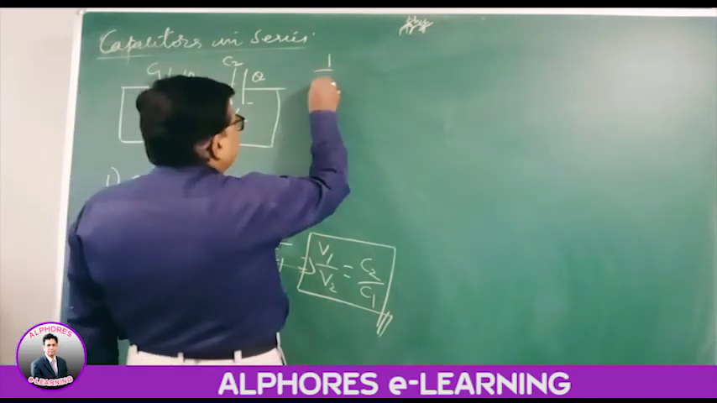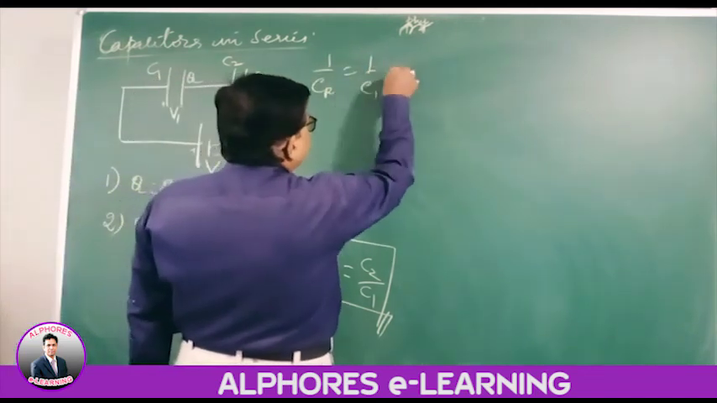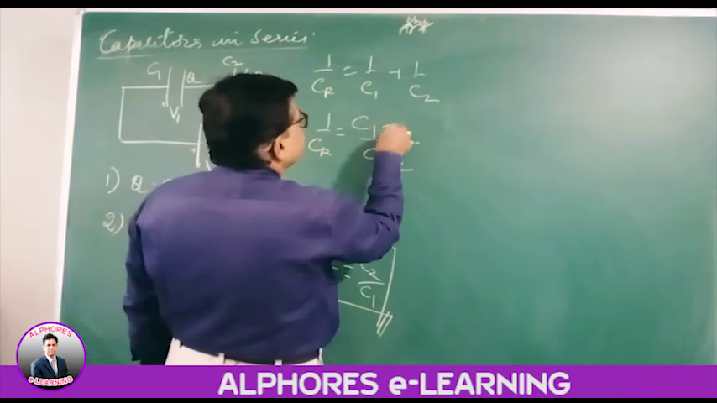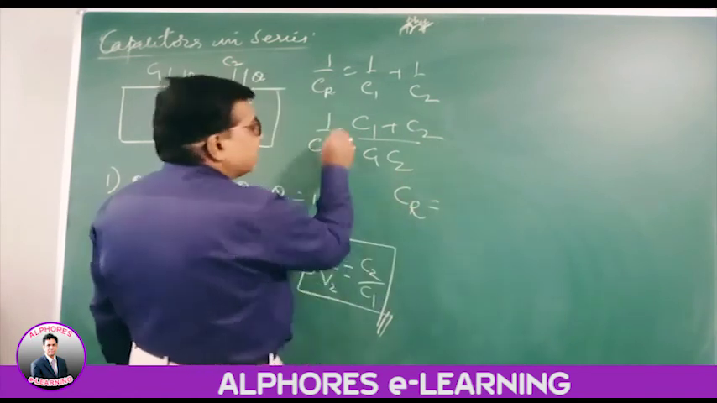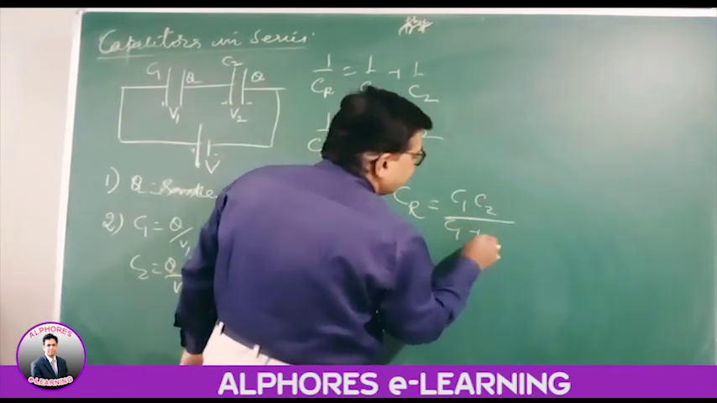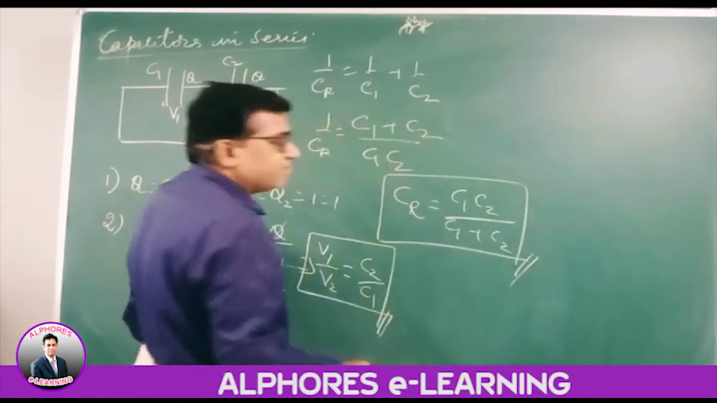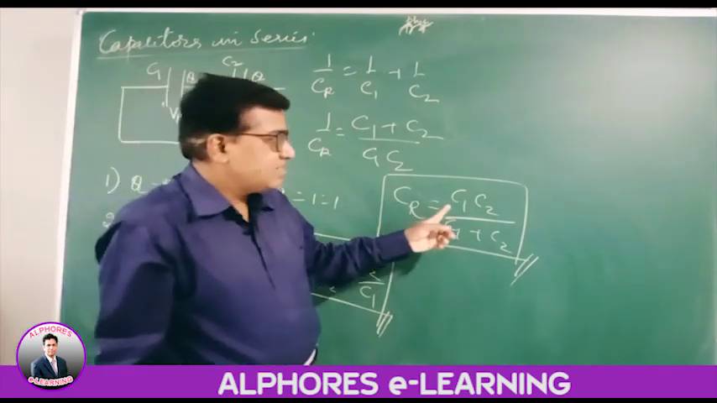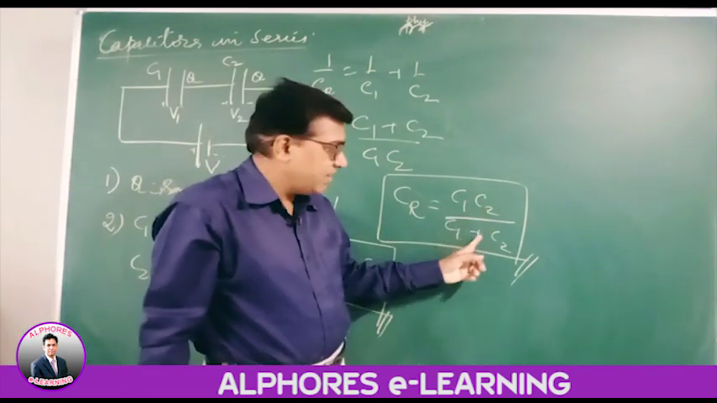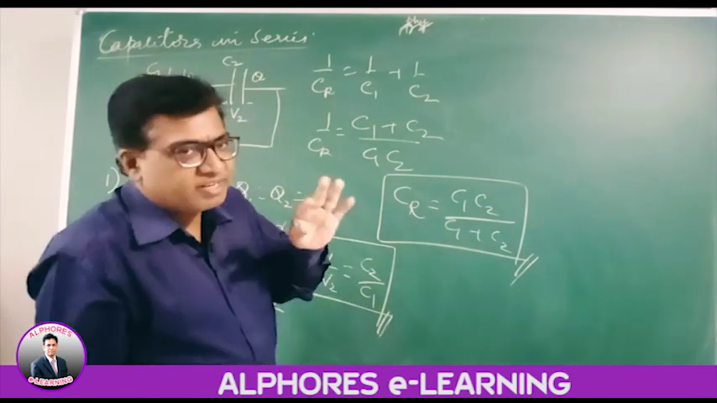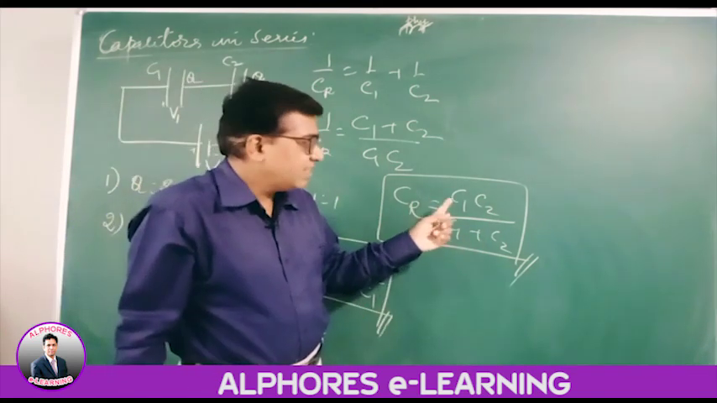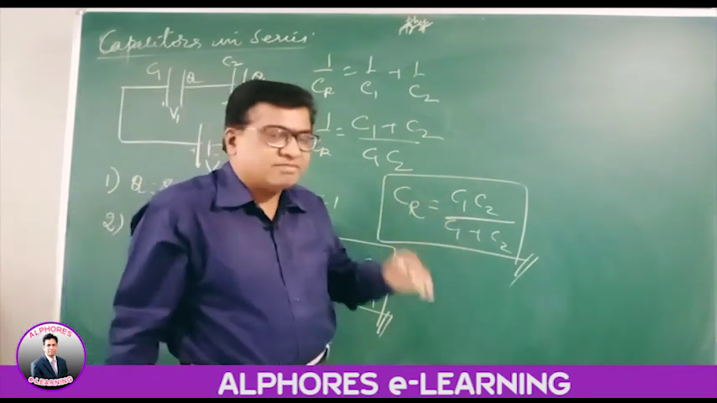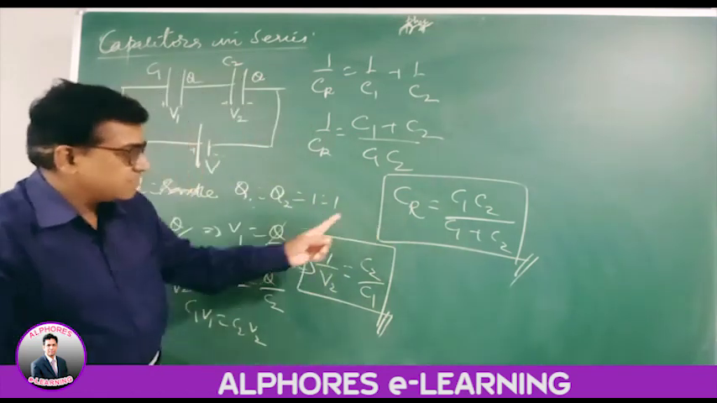Then what is the effective capacity? We know 1 by CR is 1 by C1 plus 1 by C2. So 1 by CR is, with LCM C1 C2, C1 plus C2 over C1 C2, or you can write the resultant capacity as C1 C2 by C1 plus C2. So when two capacitors are in series, the resultant is the product by their sum, the product of the individual values by the sum of their values. So this way you find the capacity, potential and the charge.